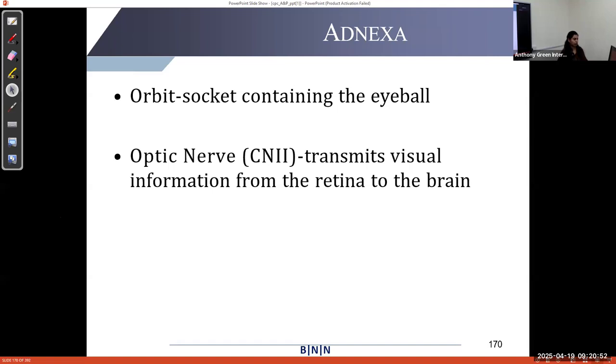So there is a problem with the lens. The lens gets hardened and loses its flexibility, so the focusing power is lost. You will have blurry vision either way. You cannot capture images correctly on the retina. That is the actual presbyopia.